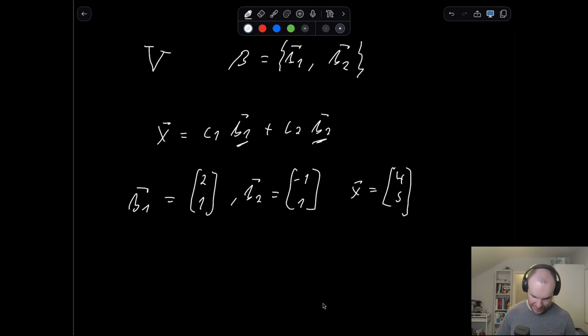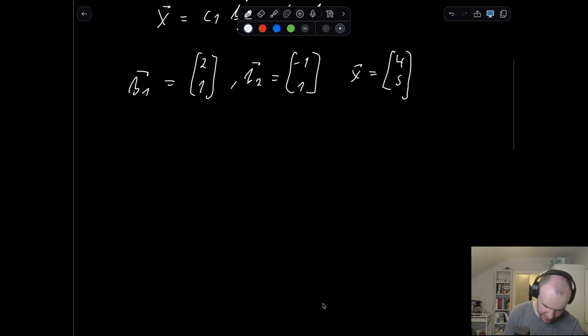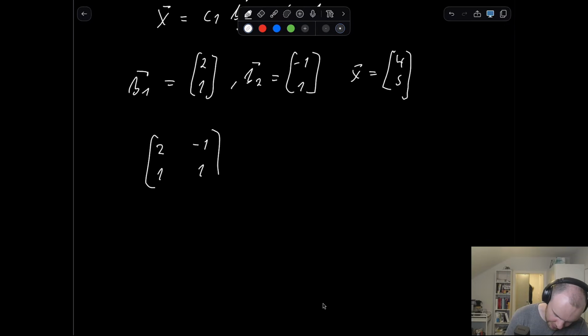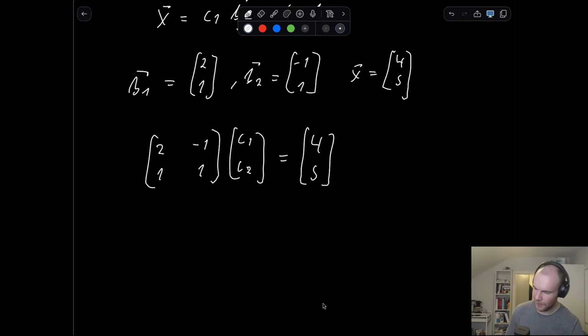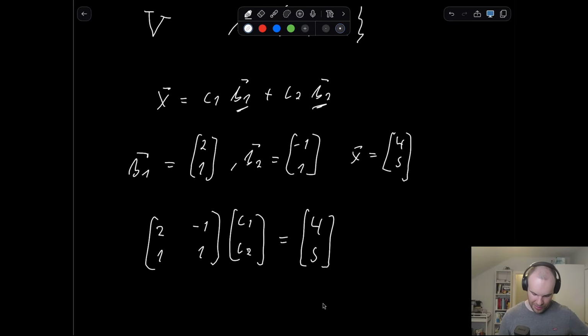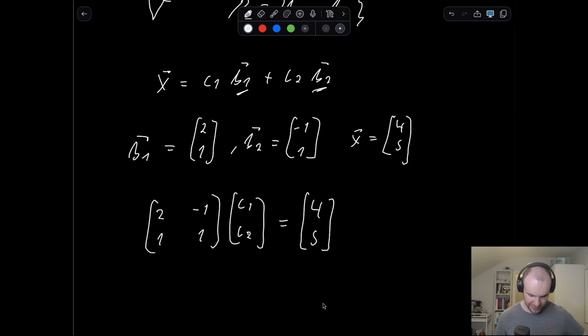Again, you can write the same thing in another way. I have this machine here, (2, 1) and (-1, 1), and I need to run through these two dials, C1 and C2. The output should be x. So through this machine, which is my basis, if I have the correct dials, it should give me (4, 5). So you just need to find C1 and C2.